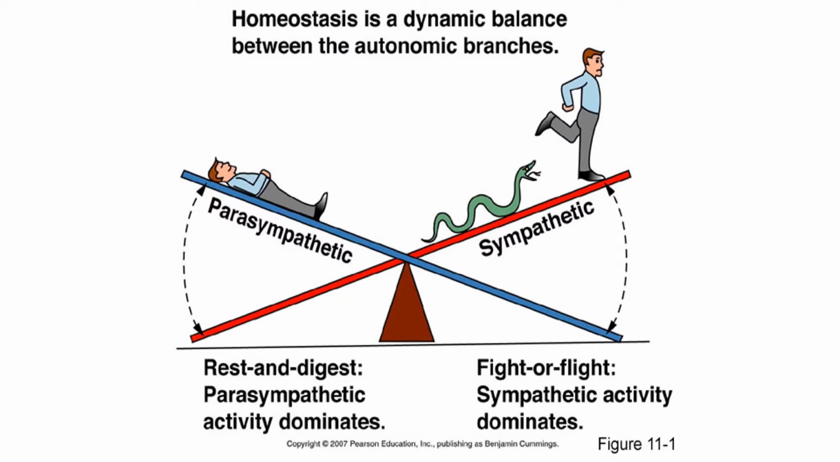The autonomic nervous system has two components, and these two components are in balance, meaning that if one is increased, the other is going to decrease according to the needs of the body to preserve the body.